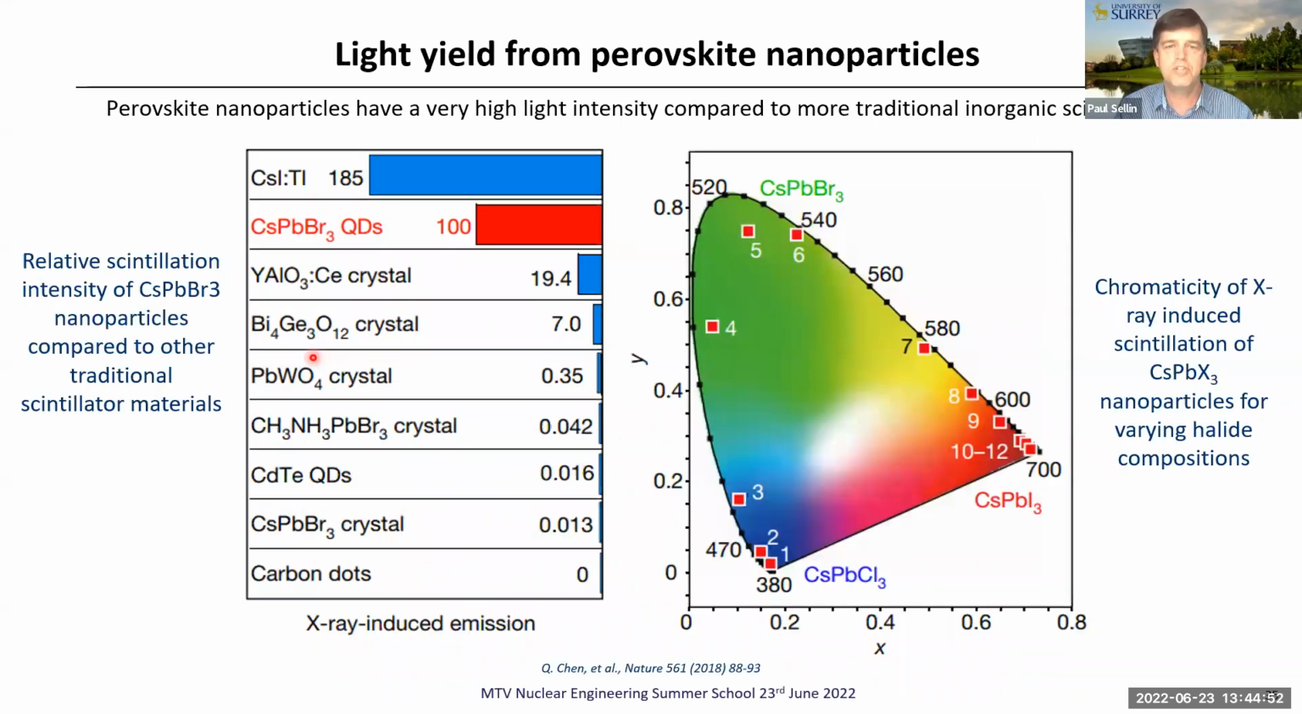Perovskite nanoparticles have been recorded with light outputs close to, if not in excess of, traditional inorganic scintillators. This is a really nice paper from a few years ago in Nature, which looked at cesium lead bromide quantum dots. If they had a normalized light yield of 100, they were getting quite close to a similar thickness of cesium iodide scintillator.